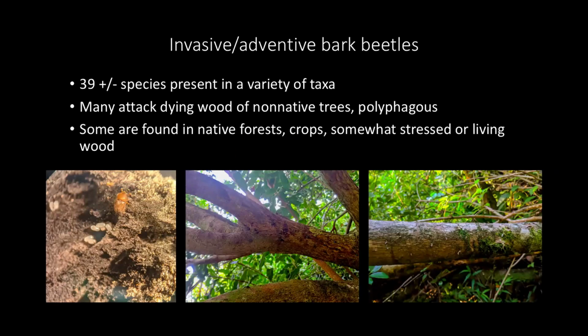We also have a bunch of invasive species that have shown up on the islands, now about 39 species. Many of these have somewhat of a broad host range, meaning they go after a variety of different trees. Many of them typically go after recently dead wood, but others go after trees or plant parts that are alive or somewhat stressed, and these can be problematic.